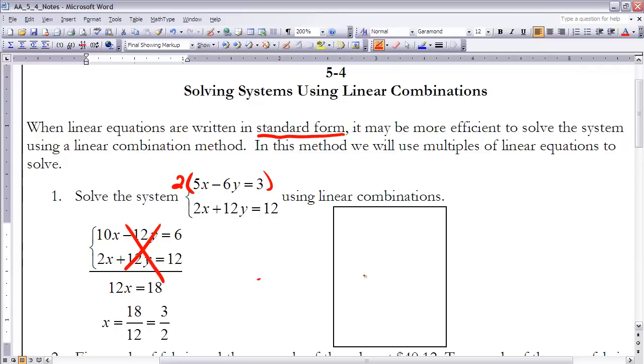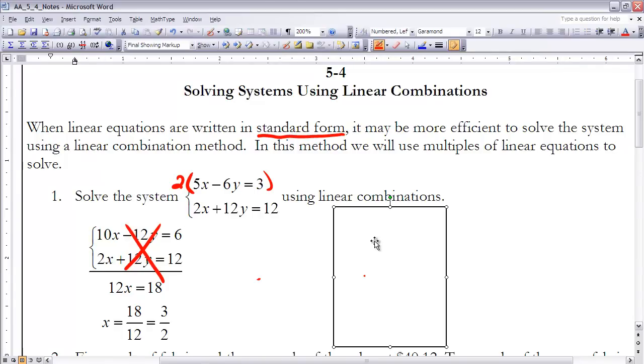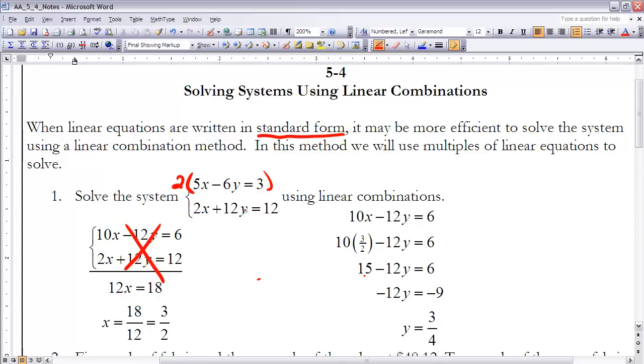Now the next thing I want to do is solve for y. I can plug my x value into any of my equations, and it doesn't matter which one. I elected to use 10x minus 12y equals 6, and that's okay. I could use one of the original ones or one of the multiplied ones. If I do that, I find that y is equal to 3/4. Therefore, the solution to this system is the ordered pair (3/2, 3/4).